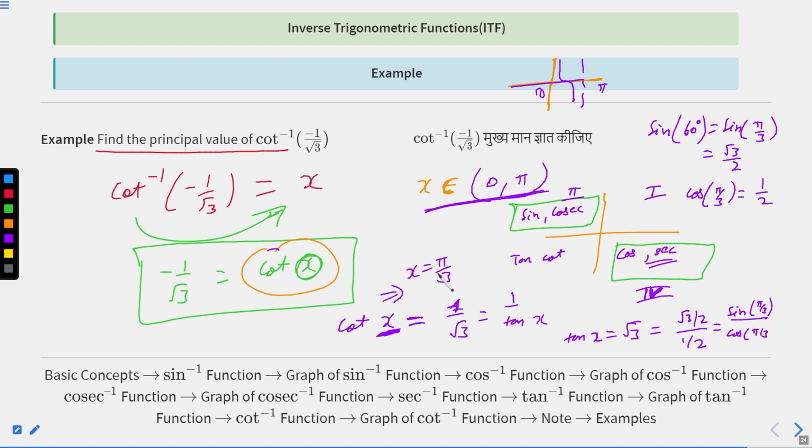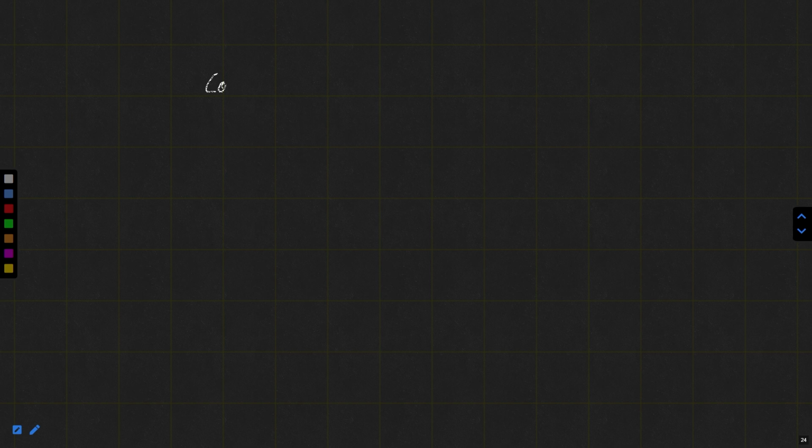Pi by 3. But we are talking about minus 1 by root 3. Okay. Cot pi by 3 is equal to 1 by root 3. Okay, we know what we know.